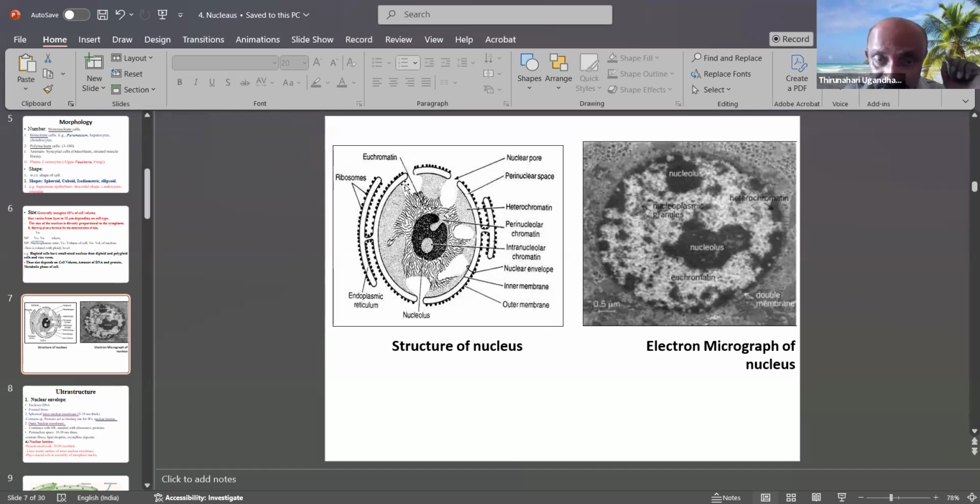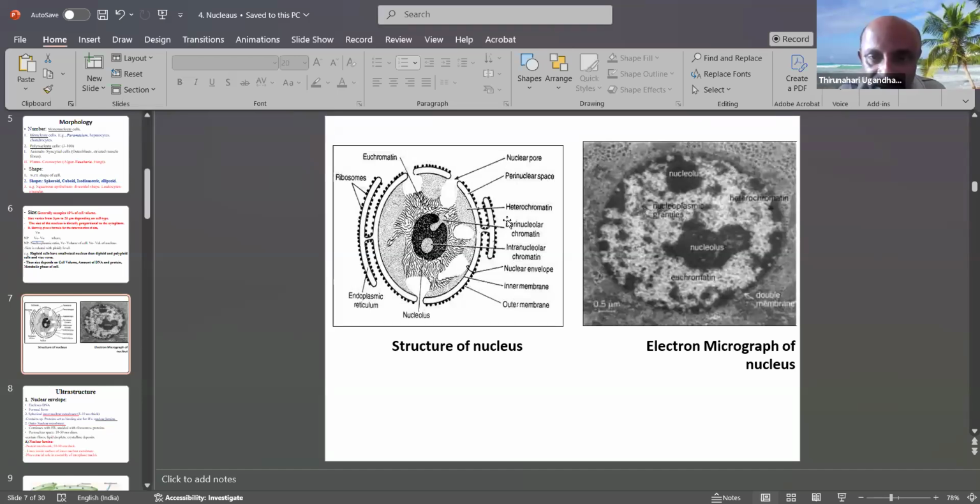Outside the nucleus, a small thread-like structure is the endoplasmic reticulum. On the endoplasmic reticulum, ribosomes are present. Ribosomes present on the endoplasmic reticulum make it the rough endoplasmic reticulum, RER. Without ribosomes, it is the smooth endoplasmic reticulum. The nuclear membranes are not entirely closed. In some places they are not closed, and are open. That open pore is the nuclear pore.